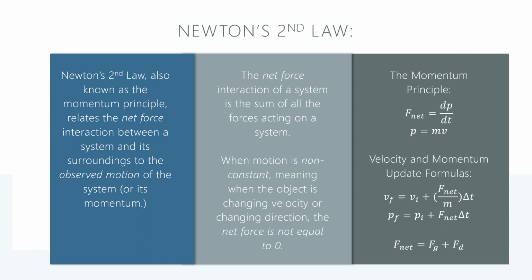The first fundamental principle is Newton's second law, which relates the net force between a system and its surroundings and the observed motion of that system. In this case, the motion is non-constant, so the net force does not equal zero. The net force is also equal to the change in momentum over the change in time, and momentum is, of course, just mass times velocity.